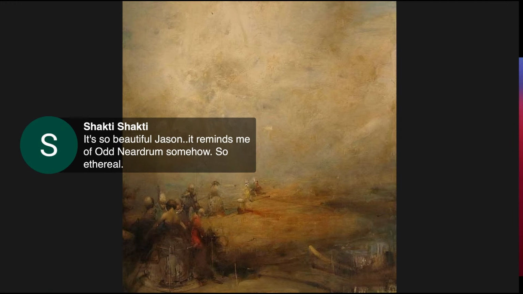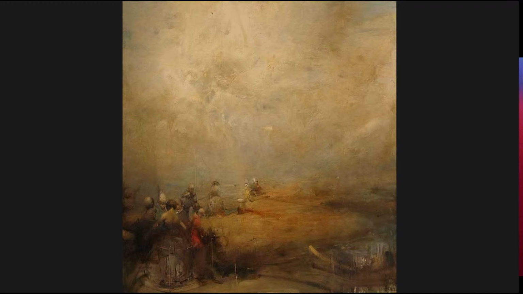Reminds me of Odnear. Yeah, it's a kind of realism with an otherworldly feeling, right? I don't think fairy tale-ish is the right idea, but fantasy, right? There's been fantasy in his work.